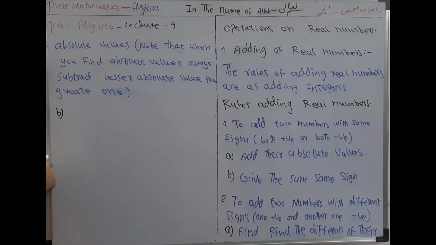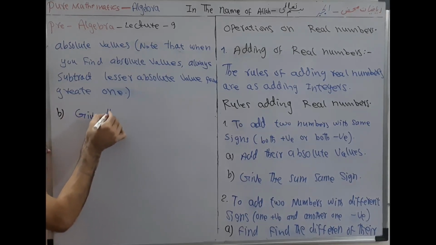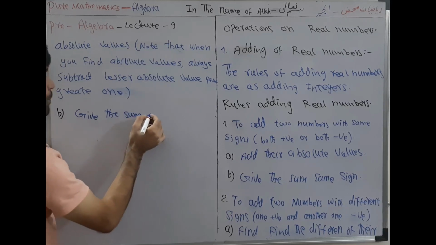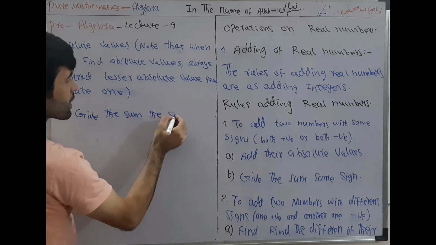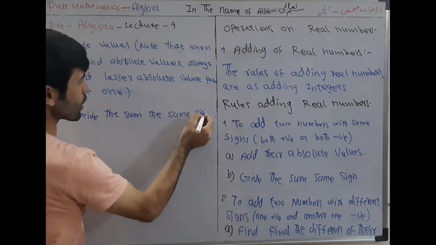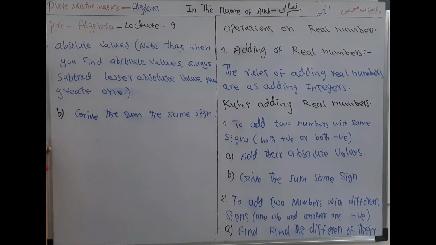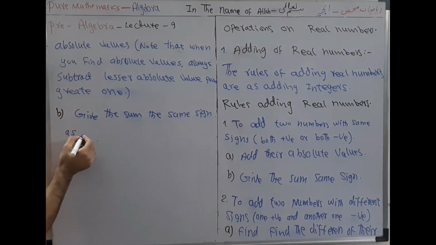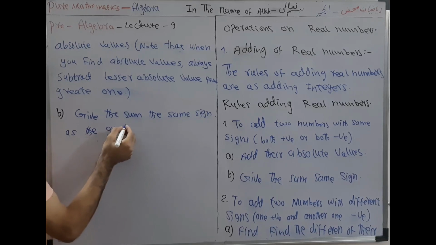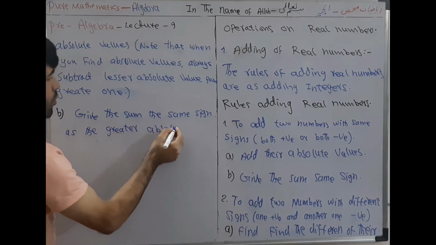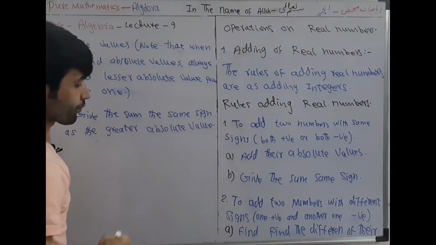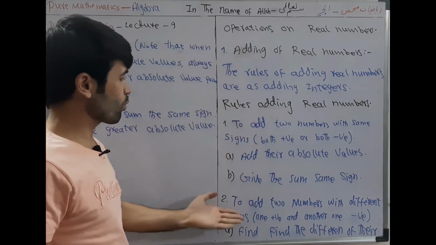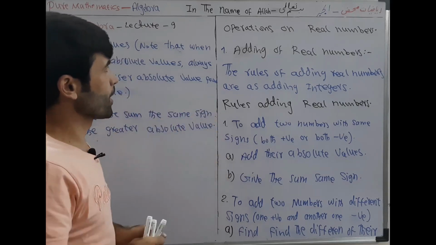B, give the sum the same sign as the greater absolute value. It is the rule of adding two real numbers. When we want to add two real numbers, we should consider these rules.